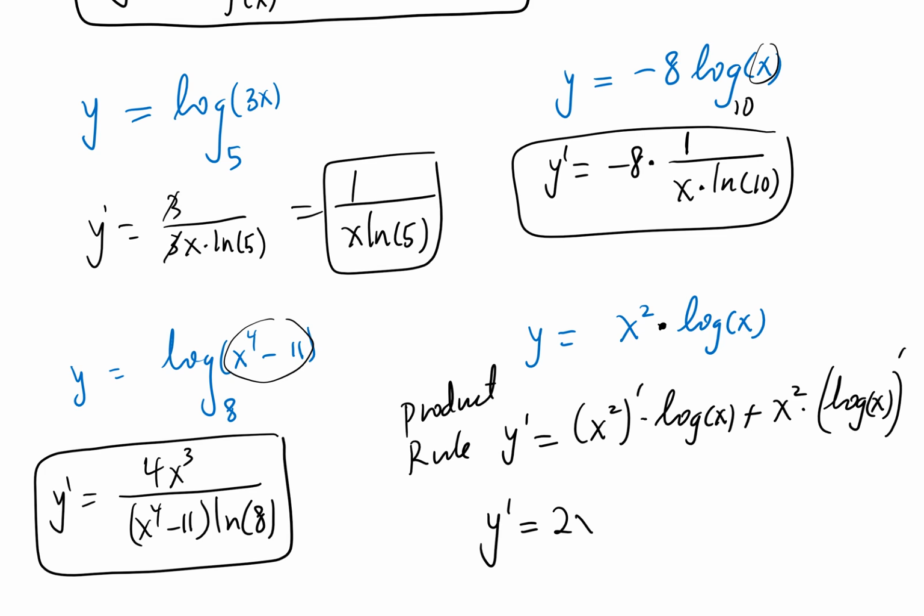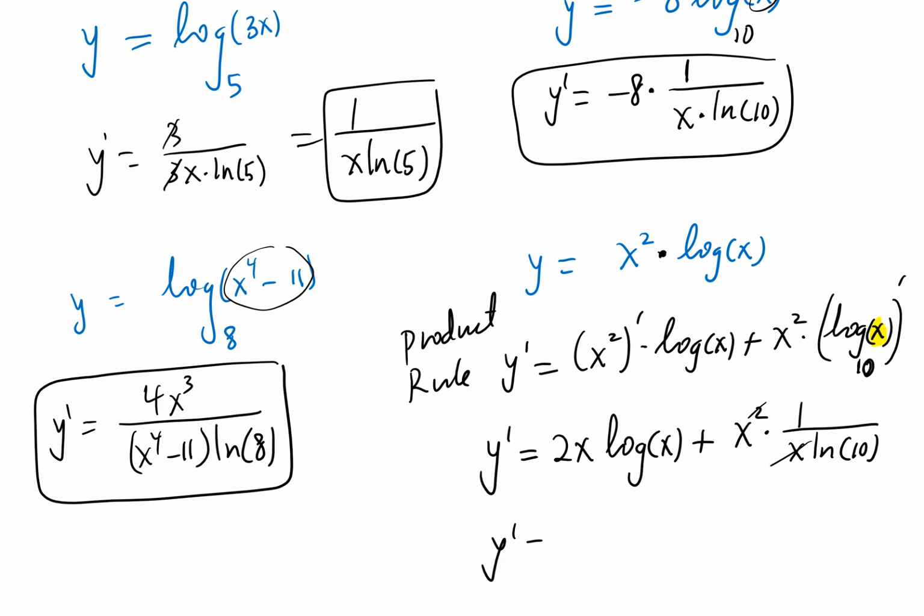Derivative of x squared is 2x, log of x, plus x squared. Derivative of log of x is the derivative of x itself, 1, over itself, natural log of 10, because the hidden base is 10. Now 1 over x cancels with 1 over x as a simplifying process, so 2x log x stays the same, on the top x left and the bottom natural log of 10.